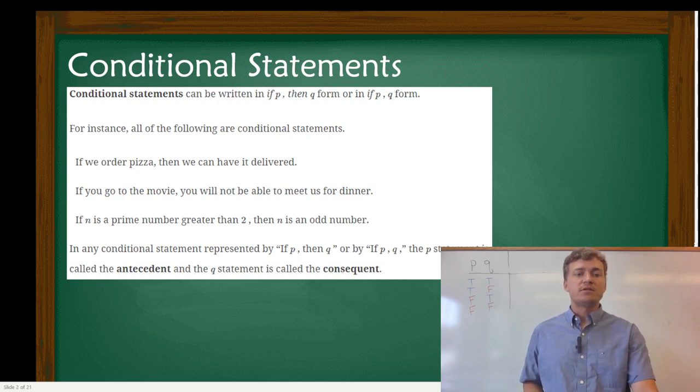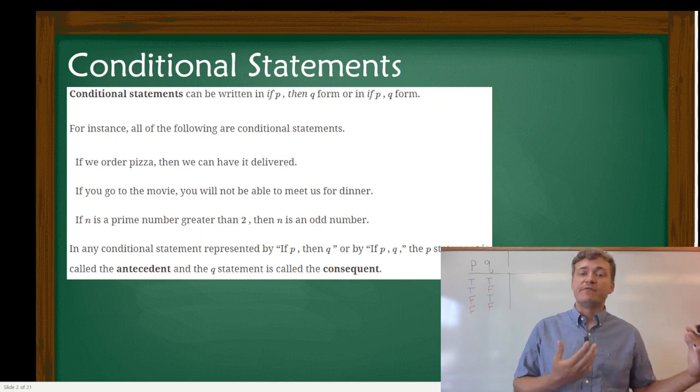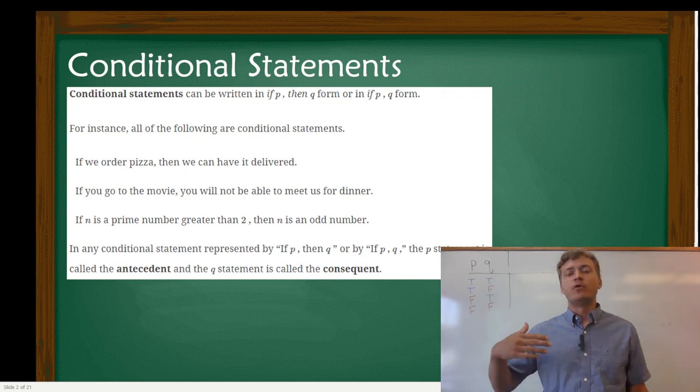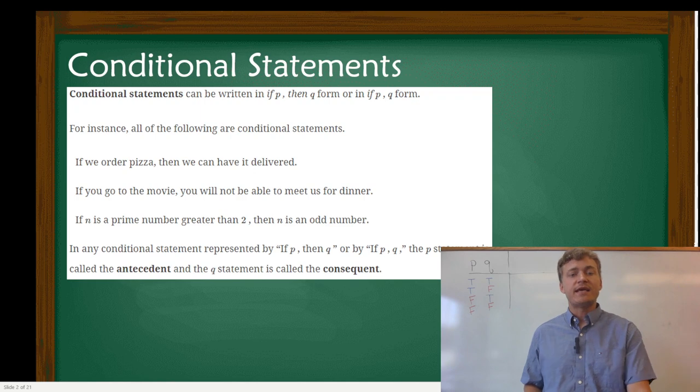In any conditional statement represented by if p, then q, or by if p, q, the p statement is called the antecedent, and the q statement is called the consequent. Ante is a prefix meaning before, so it's the one that comes first. Consequent is like a consequence: something has to happen first, the antecedent, in order for the consequent to take place. So in if P, Q, P is the antecedent, followed by Q, the consequent.